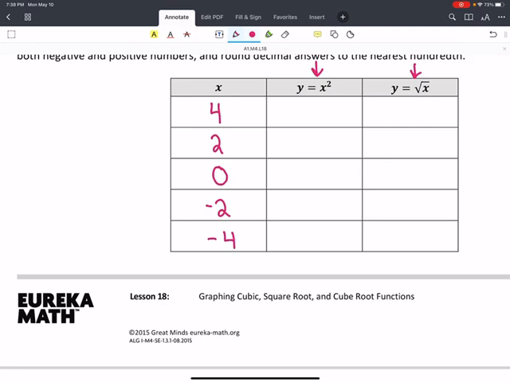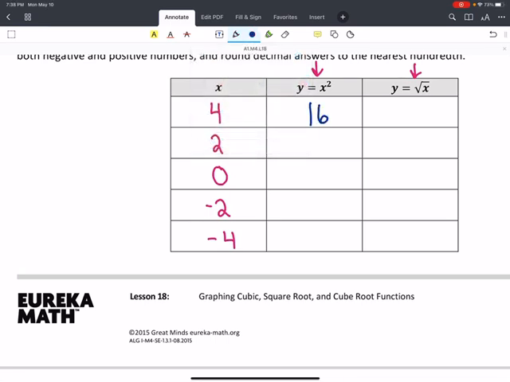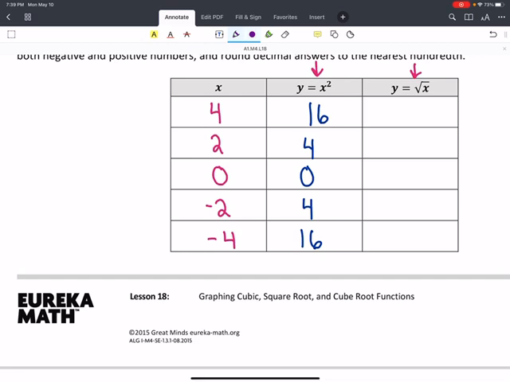Okay, hopefully you paused. So for 4 squared, that's 16. 2 squared is 4. 0 squared is 0, negative 2 squared is positive 4, and negative 4 squared is positive 16. For square root, the square root of 4 is positive or negative 2. The square root of 2 is positive or negative 1.4. The square root of 0 is, of course, 0.